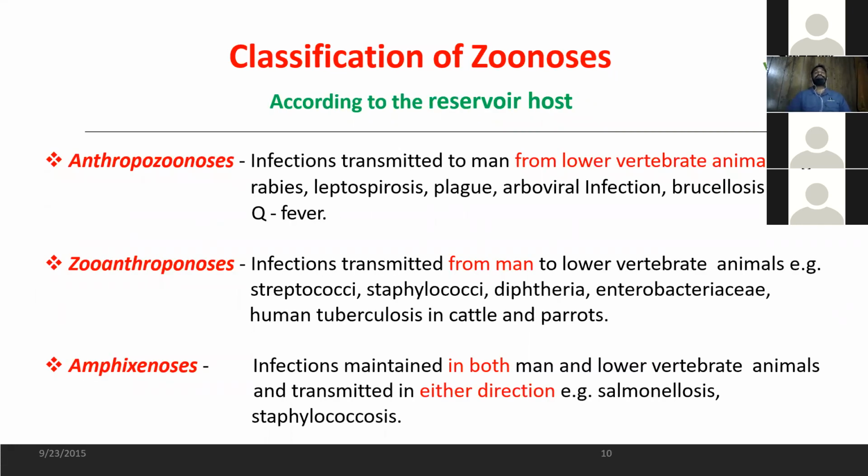Another classification is according to the reservoir host. Anthropozoonosis: infections transmitted to man from lower vertebrate animals, for example rabies, leptospirosis, plague, arboviral infections. And zooanthroponosis: infections transmitted from man to lower vertebrate animals, for example streptococci, staphylococci, diphtheria, human tuberculosis in cattle and parrots. And amphixenosis is infections maintained in both man and lower vertebrate animals and transmitted in either direction, for example salmonellosis and staphylococcosis. This is primarily the reservoir host based classification.